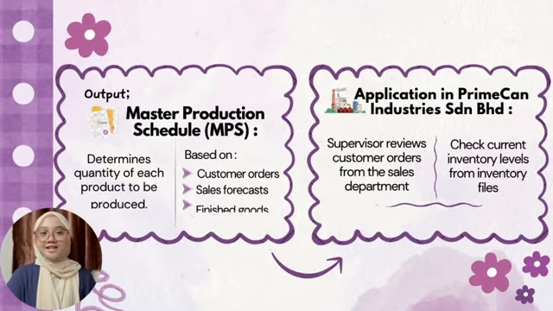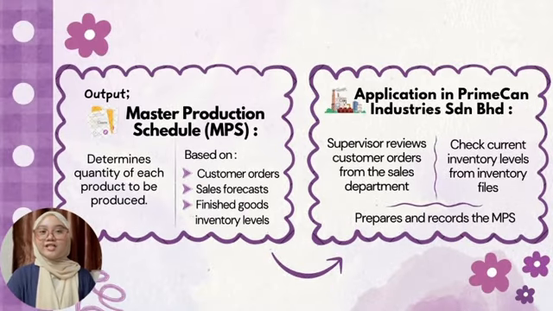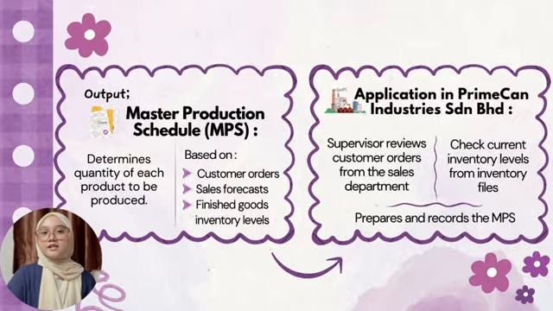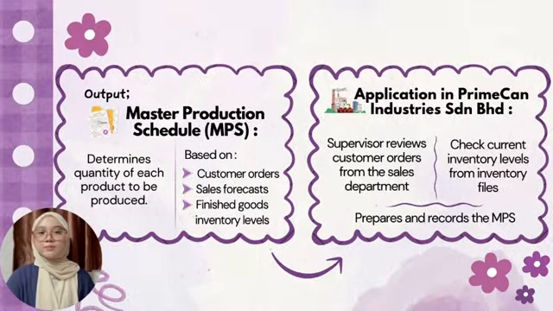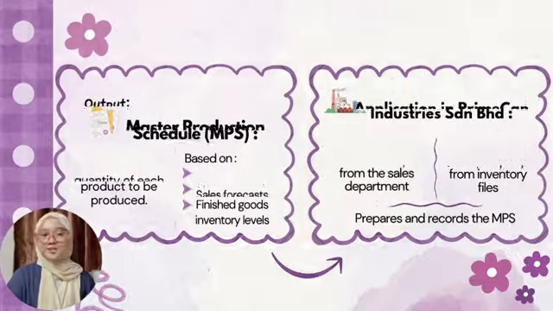The result of this process is the Master Production Schedule, which is MPS. The MPS shows the quantity of each product that needs to be produced based on the customer order, sales forecast, and finished good inventory levels. In Prime Can Industries Sendirian Berhad, the supervisor reviews customer orders received from the sales department and checks the current inventory levels. Based on this information, the supervisor prepares and records the master production schedule to guide the production process.